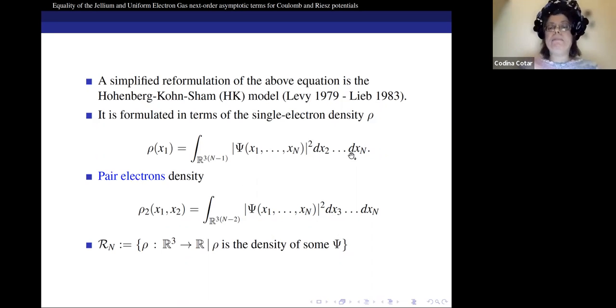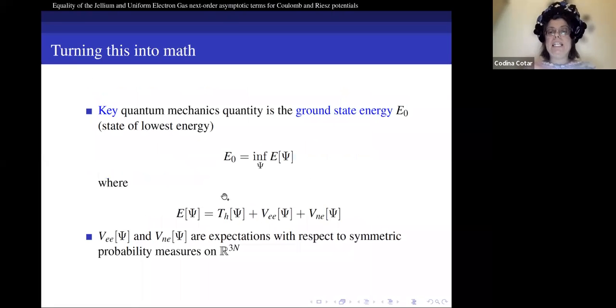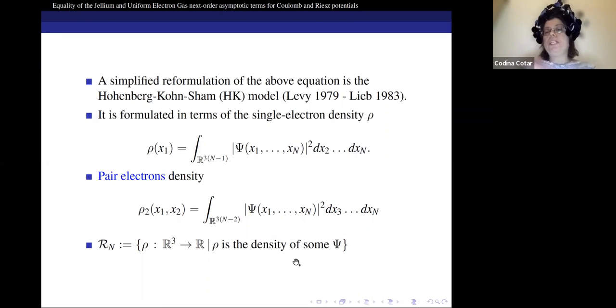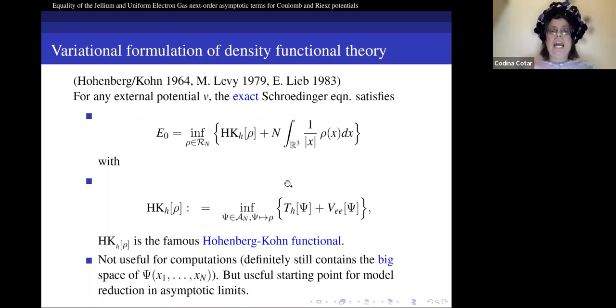Okay, and with this in mind, we can rewrite this infimum in something which looks slightly more appealing mathematically. So this is how we reformulate it. We define it as a double minimization. The first one is over all the ρ which are the density of some wave function. And then the second minimization is over all the wave functions which have a given ρ as the marginal. And with this double minimization, we have the infimum over ρ of the Hohenberg-Kohn functional, plus n times this integral.